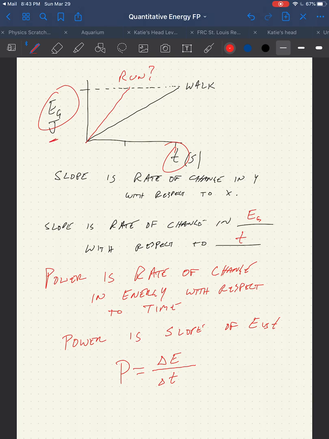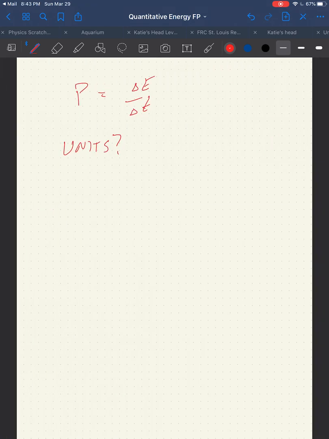Now, if power is change in energy over the change in time, what are the units? Okay? Well, change in energy is in joules, change in time is in seconds. So the units of power is a joule per second. And a joule per second, if you've done the tutorial, you'll know, is a what? Yes. A joule per second is a watt. Okay? So 1 watt is a joule per second.